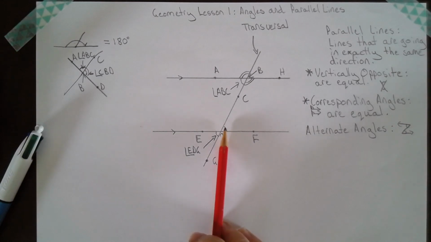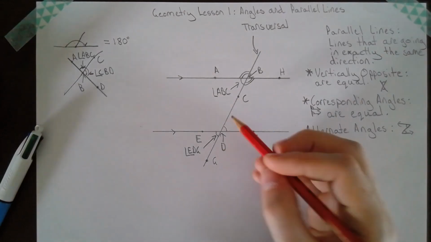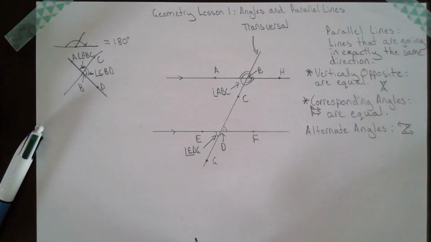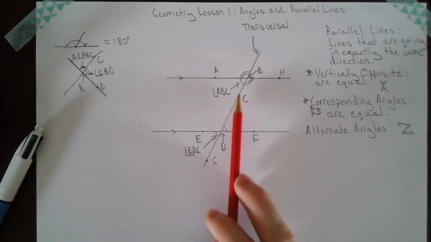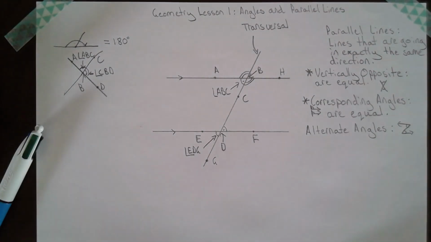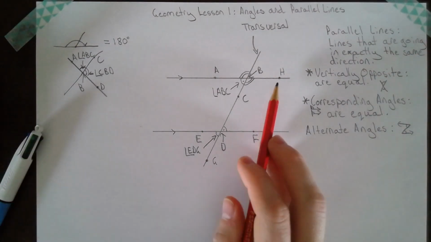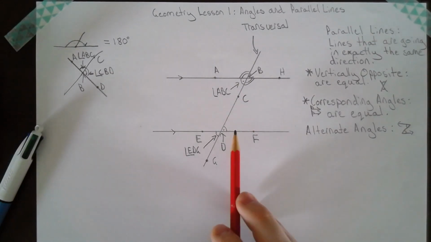Just in the same way, angle HBC, this angle in here, is going to be alternate to angle EDC, this angle in here, because they're on the opposite side of the transversal and on the opposite parallel line. And what we know about alternate angles is that they are also equal.